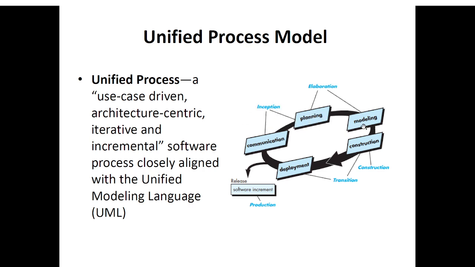From planning you are moving to modeling, and in that case you are using elaboration, one of the key terms we have studied in requirements engineering also. We are elaborating the communication part, and then finding what things are required for modeling. After modeling is done comes the construction phase. From construction to deployment there is a transition phase, and finally when development is done, you have a software increment. This is called the production phase. Okay, this is the small diagram for the unified process model.